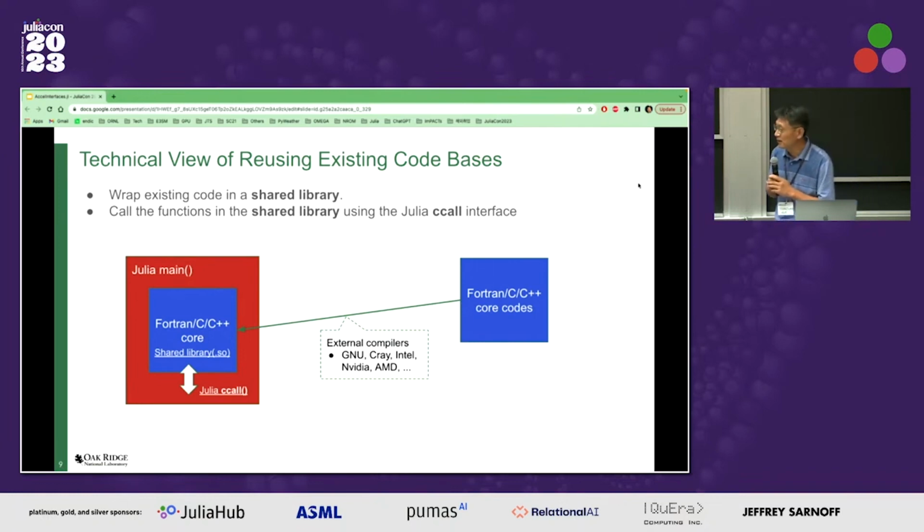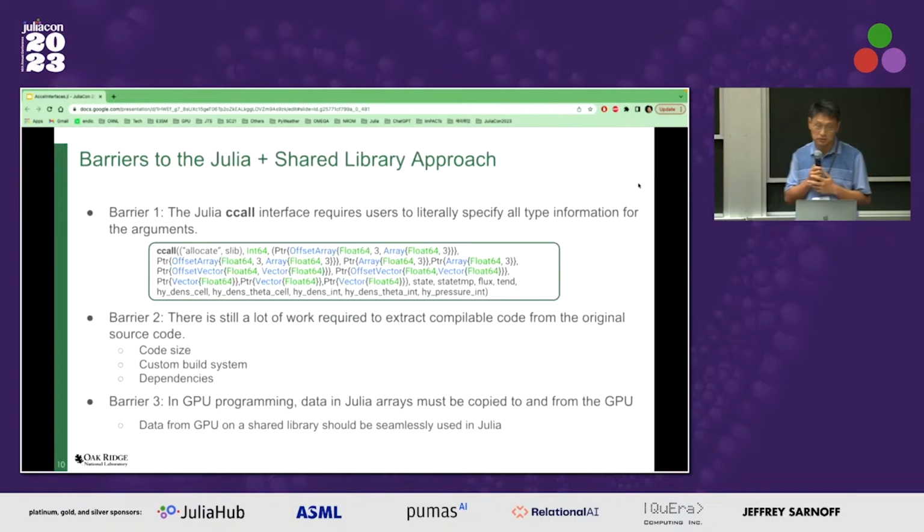Right. So technically, the idea is very simple: just wrap the original code in a shared library and make a call from Julia main to the function in the shared library using Julia ccall. And of course, we need to use an external compiler to generate the shared library. So it seems quite a simple idea, but in reality, there could be many barriers to this approach.